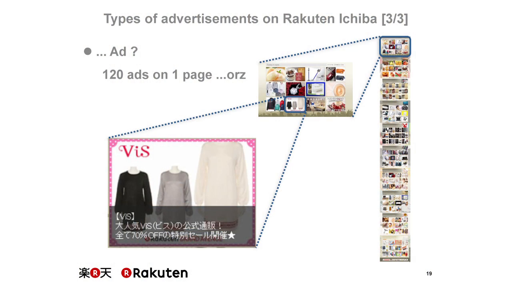And besides these advertisements, we have a funny advertisement type. This is one of our campaign sales pages. In this page, there are 10 item categories, and each category has 12 promoted items. So it means this page is composed of 120 advertisements only.